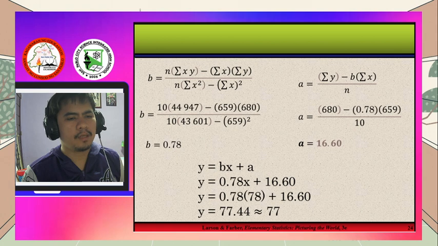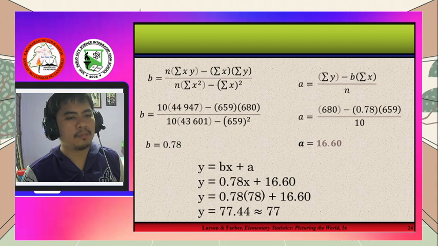And since we will make a prediction, given the value of x, the height of the father, which is 78, and we need to predict the height of the son, we will just substitute 78 for the value of x. So y is equal to 0.78 times 78 plus 16.60. So we have y is equal to 77.44, and we will just round it to the nearest whole number.